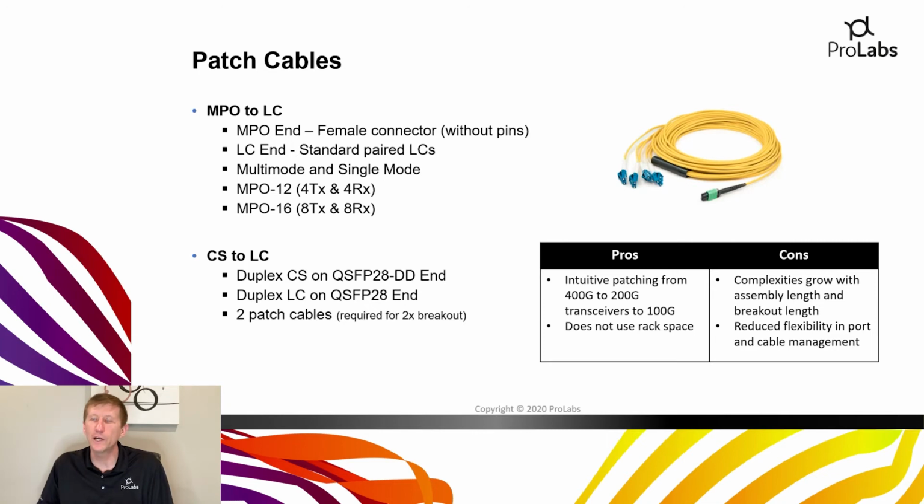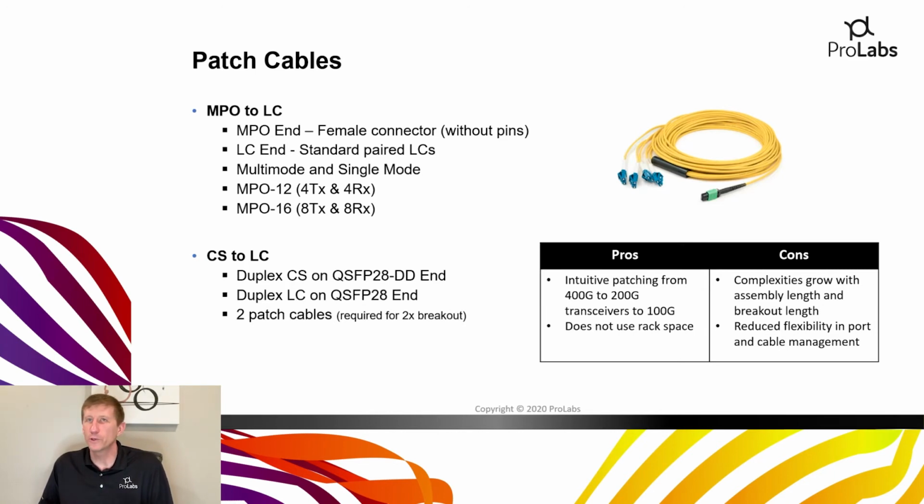Now, if you're doing the 2x100 gig transceiver, here you'll need a simple patch cable, duplex CS to duplex LC. Pretty straightforward, 2 patch cables per transceiver. So some of the pros here, it's pretty intuitive just to patch from network element to network element. Pretty straightforward, even if you have a patch panel in between.